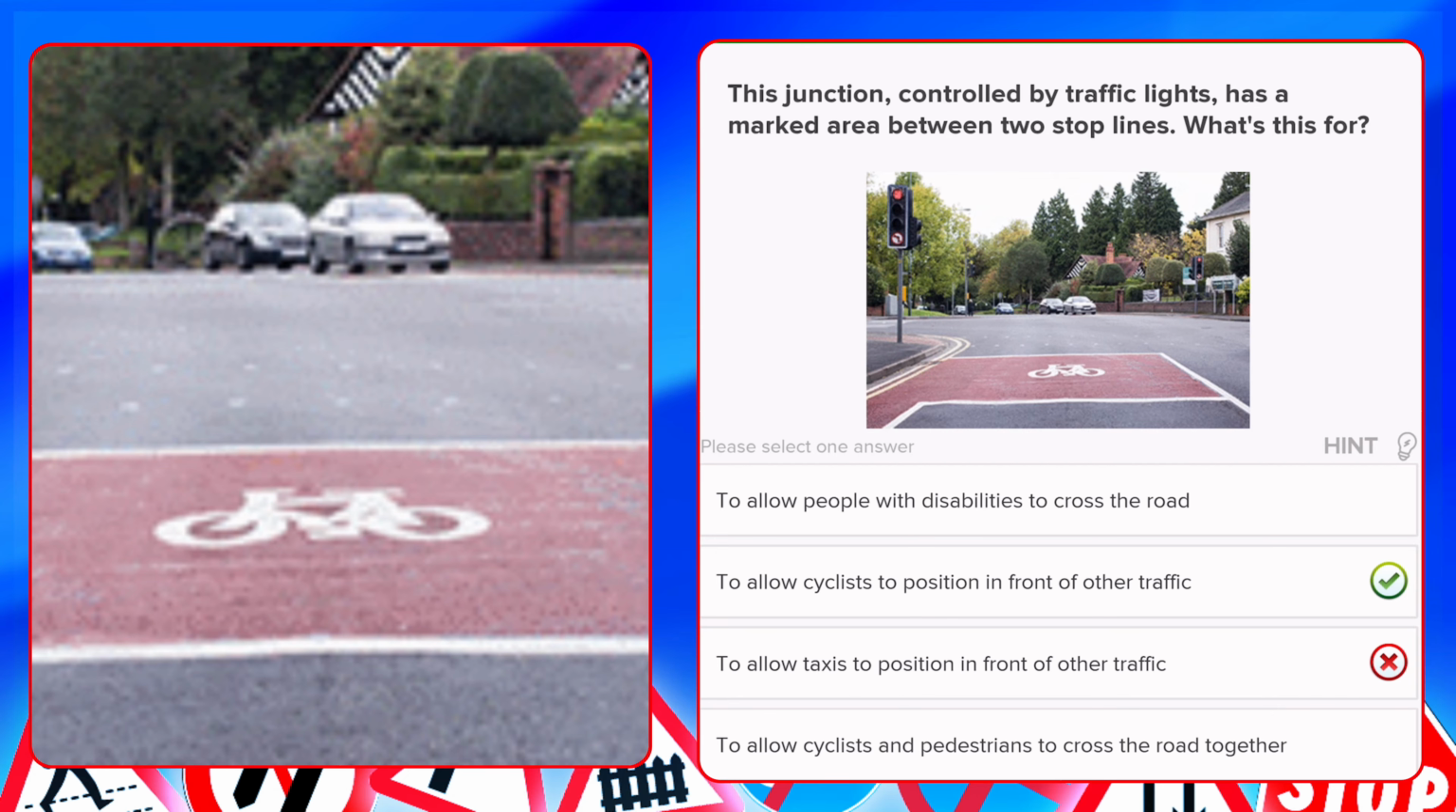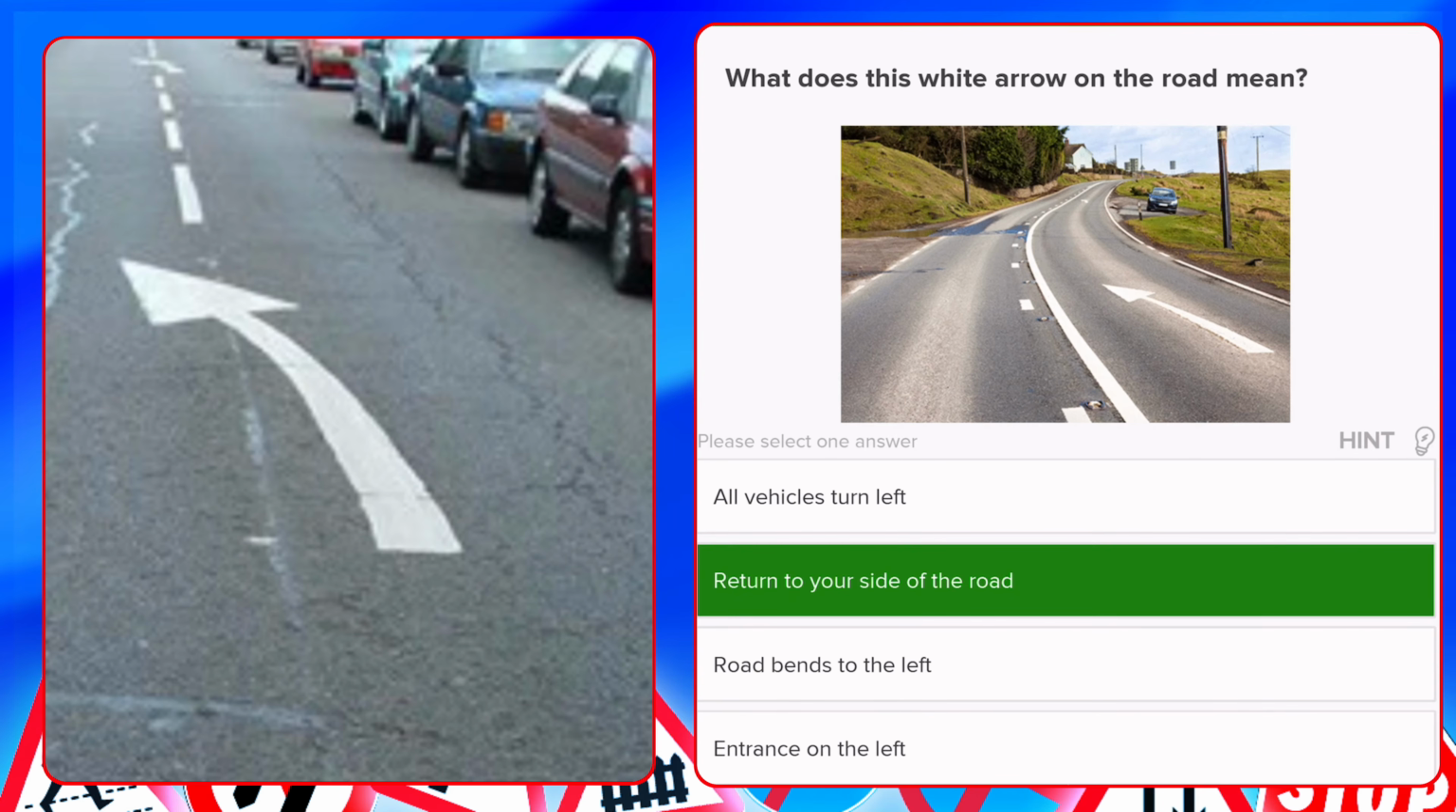Correct answer, to allow cyclists to position in front of other traffic so they could be seen clearly. That's the reason for it. And the most common wrong answer, to allow taxis to position in front of other traffic. And they show you this arrow, and the question that goes with this: what does this white arrow on the road mean? Return to your side of the road when safe to do so.